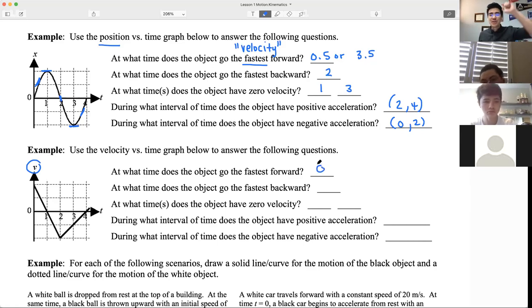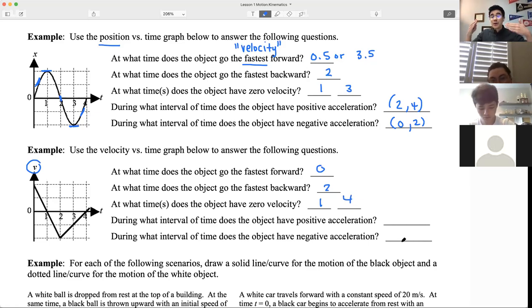With the position graph, we had to look at the slope of the line. Here we have the velocity graph, so it's the biggest number at 0. So when does it go fastest backwards? At 2, right? Literally it's the bottom point here. And then when does it have 0 velocity? 1 and 4, right? So that's slightly different from the position one.